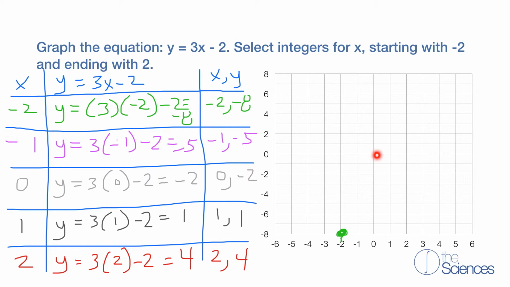Now we're going to find our plot of -1, -5. So we go 1 place to the left and 5 places down to -5. So here's the plot of -1, -5. Now we're going to find our plot of 0, -2. Well, we're already at 0. So now we're going to move 2 places down to -2. So here's the plot of 0, -2.